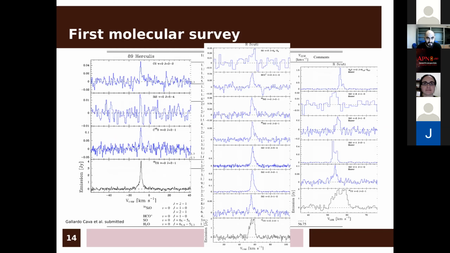I can show you some examples of our detections. For example, in the case of 89 Herculis, we have detected several carbon-bearing molecules. And in the case of R Sct, we have detected SiO, SO, and several lines of maser emission for SiO and water emission. I remind you that this source is an outflow dominated source.